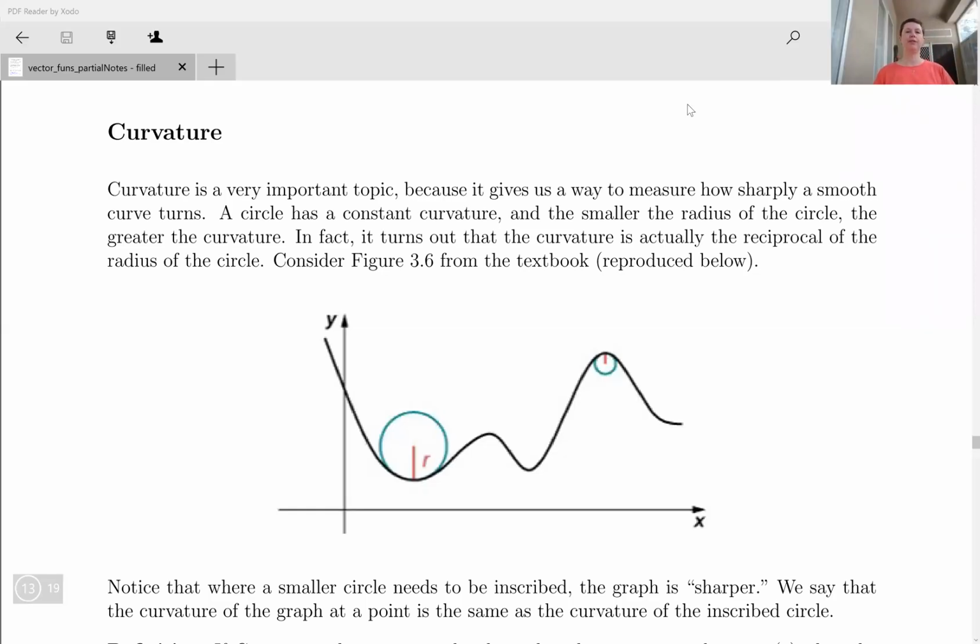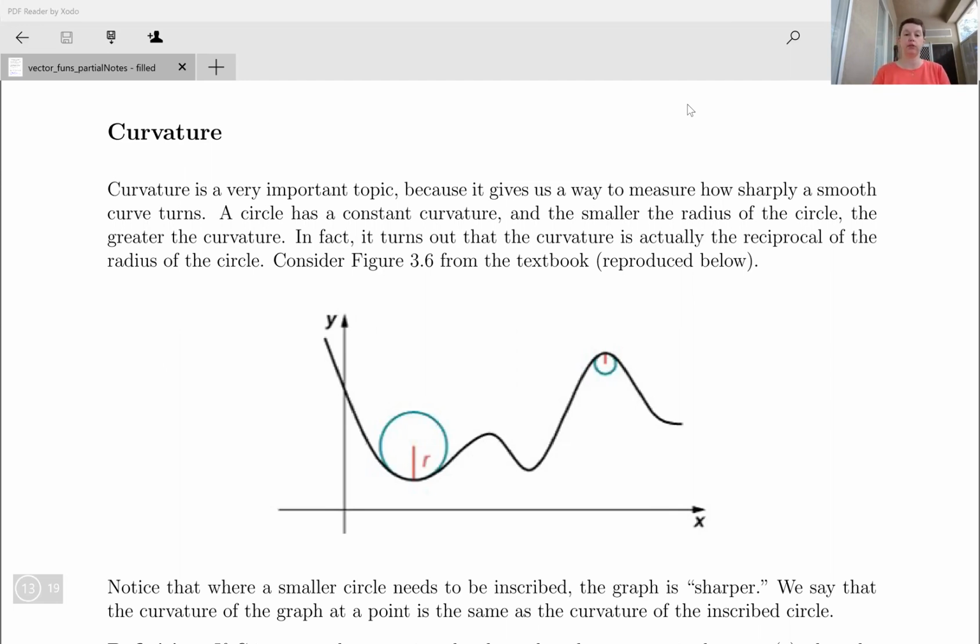All right, so now on to curvature. Curvature is a very important topic because it gives us a way to actually measure how sharply a smooth curve turns. For example, we know a circle has constant curvature, and the smaller the radius of the circle, the greater the curvature. In fact, it turns out that the curvature is the reciprocal of the radius of the circle.